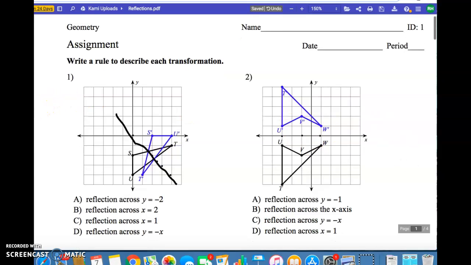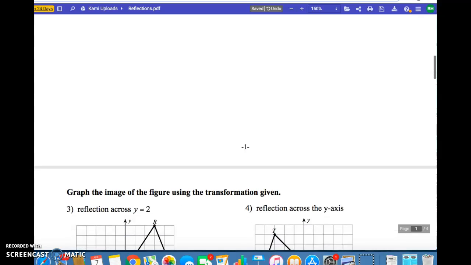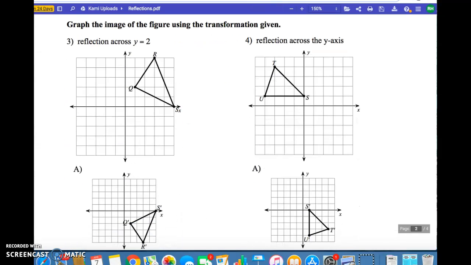If I look down below, let me scroll down to number 3 here. You're graphing the image and the reflection across y equals 2. Remember, y is here, 2 is going to be here. All these points, if I put all these in, these are all y equals 2. That point, this point, any of these points. So this is your reflection line. If I'm going to reflect across this line, we're going to have to go neatly across this.